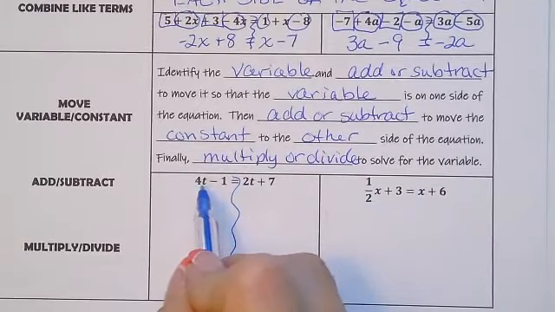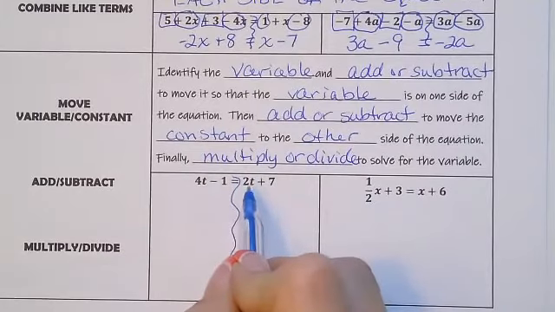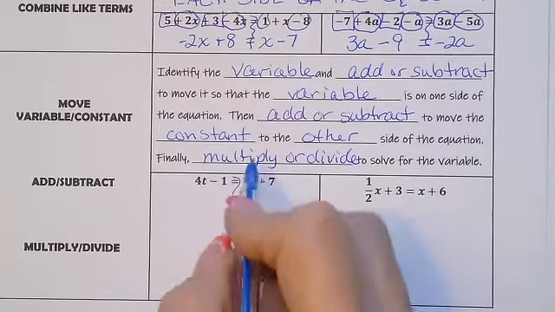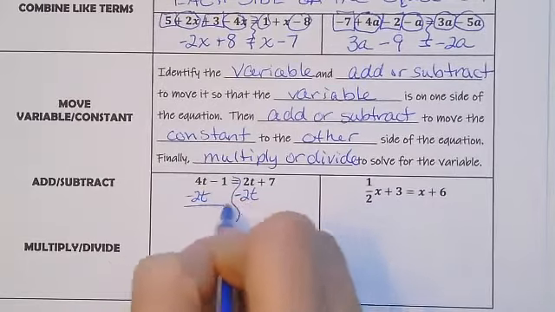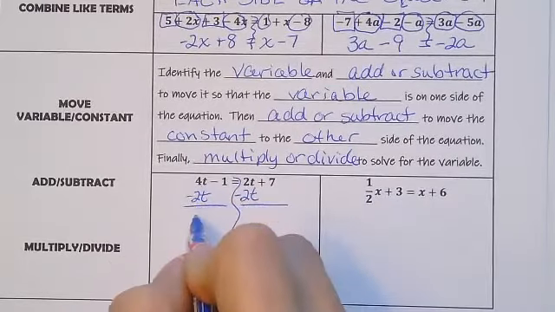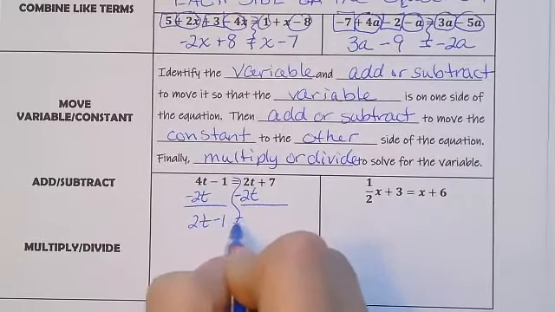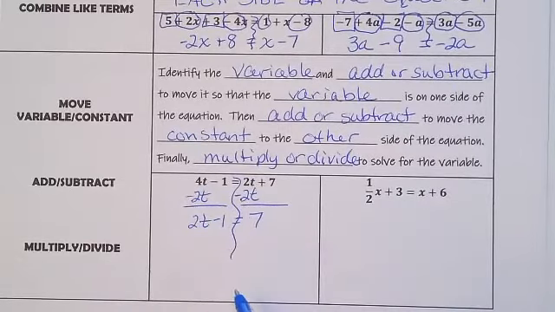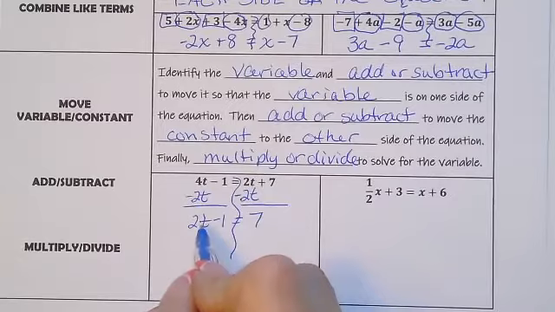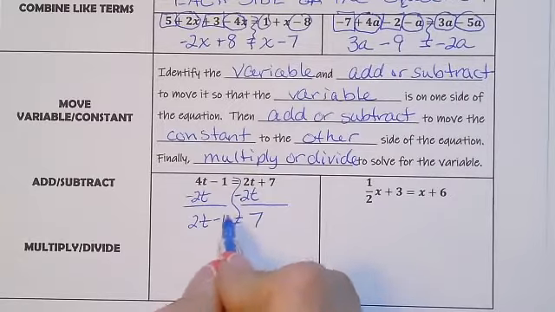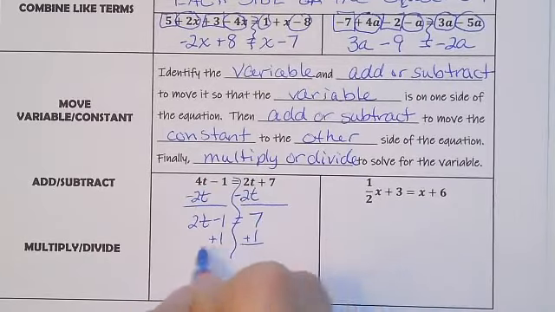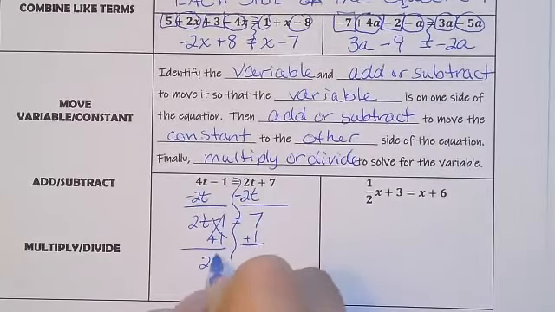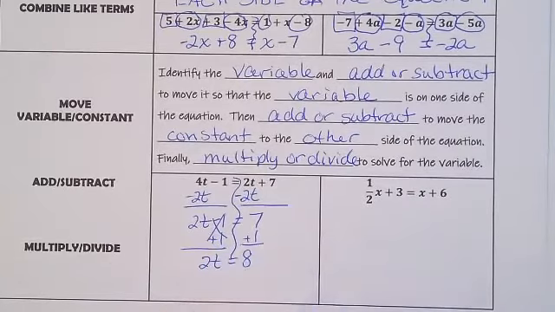On this side of my equation, I have my variable, and on this side, I want to add or subtract to move it to one side. So I'm going to subtract 2t, and I get 2t minus 1 equals 7. Okay, so now that my variable's on one side, I need to add or subtract to move my constant to the other. So I'm going to add 1 to both sides. And I get 2t equals 8.